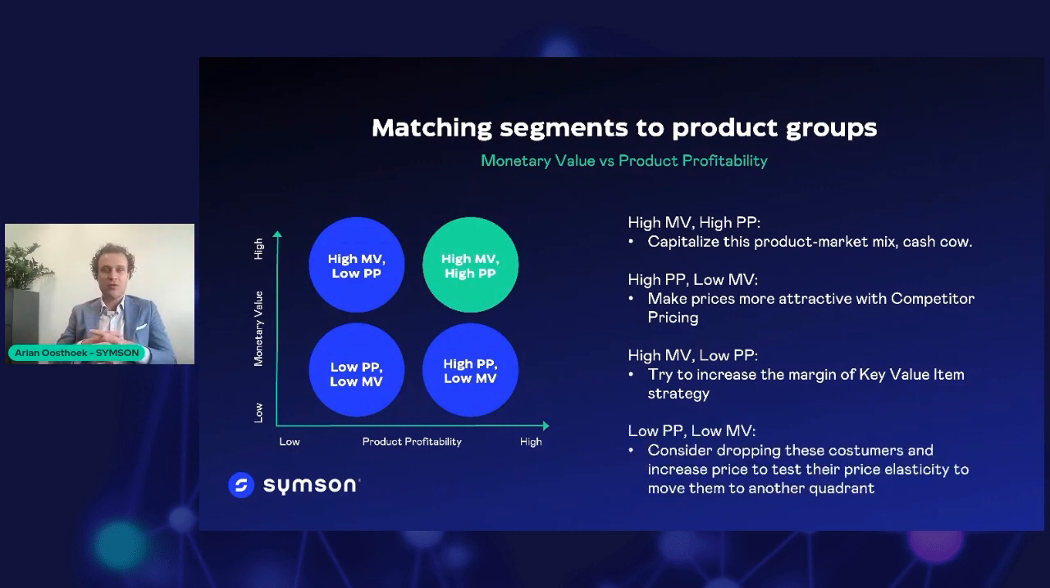And of course, we also have the quadrant of low product profitability and low monetary value. This is the least attractive quadrant, of course. So what we could do here is take a critical look at our customers. Do we believe these customers could be increased in monetary value, or can we convince them to buy higher margin products? If not, we should consider dropping them. But we can test with increasing the prices to a level where we can increase our margins. And we can also test with price elasticity, how price sensitive these customers are.